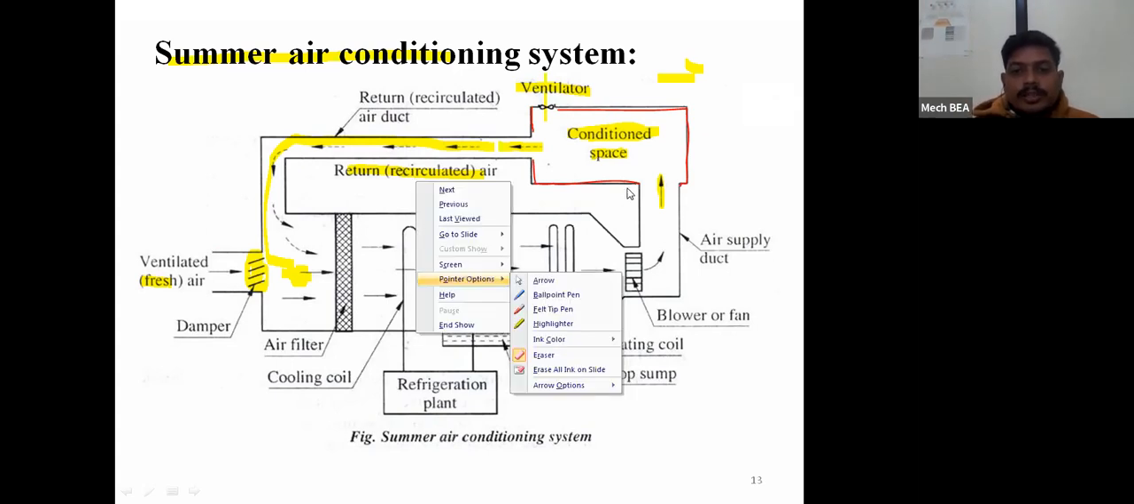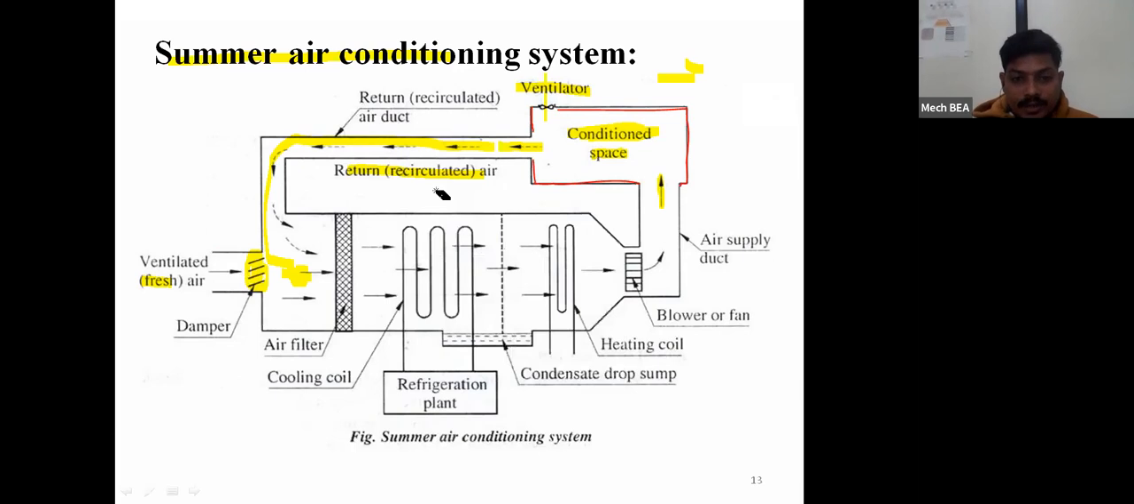In pharmaceutical industries, we are using 100% fresh air, not a single bit of recirculated air. 100% fresh air we condition, and that 100% fresh air we supply to the conditioned space. Whereas in the offices, we may use up to 80% of recirculated air, and only 20% fresh air is required. Likewise, depending upon the various applications, that criteria will be different.